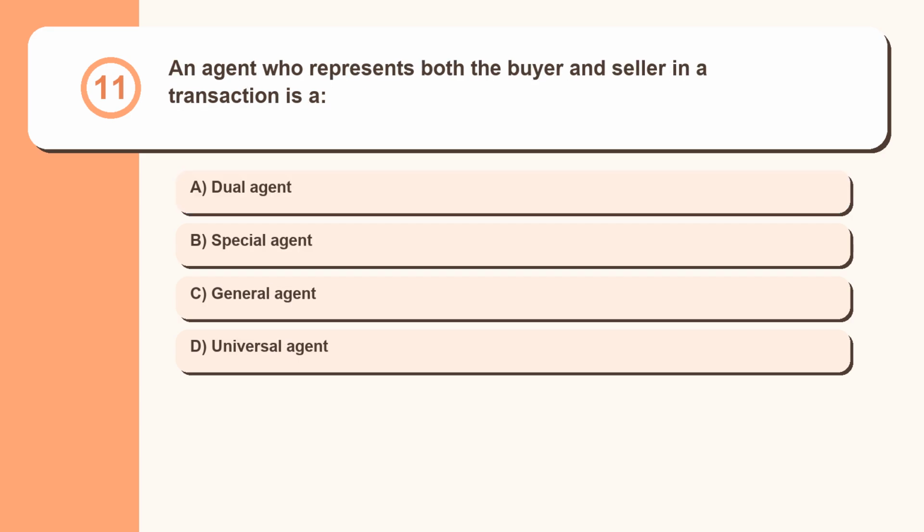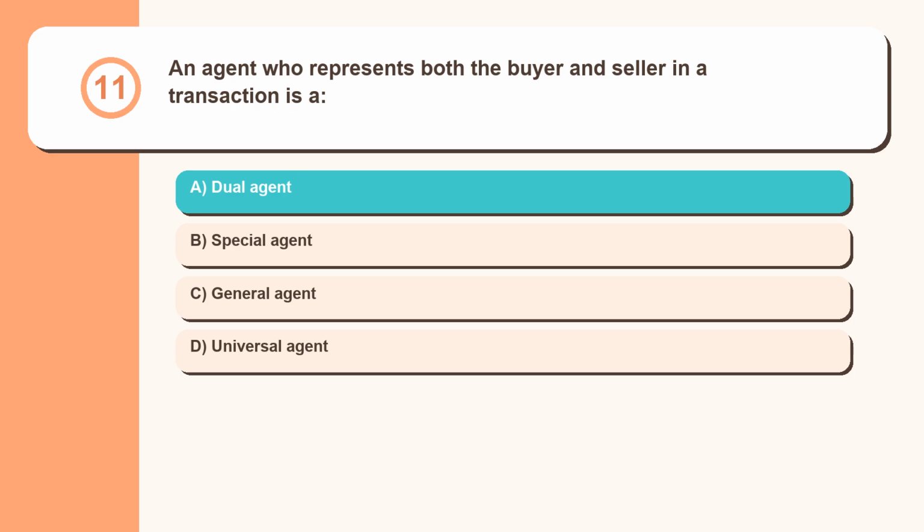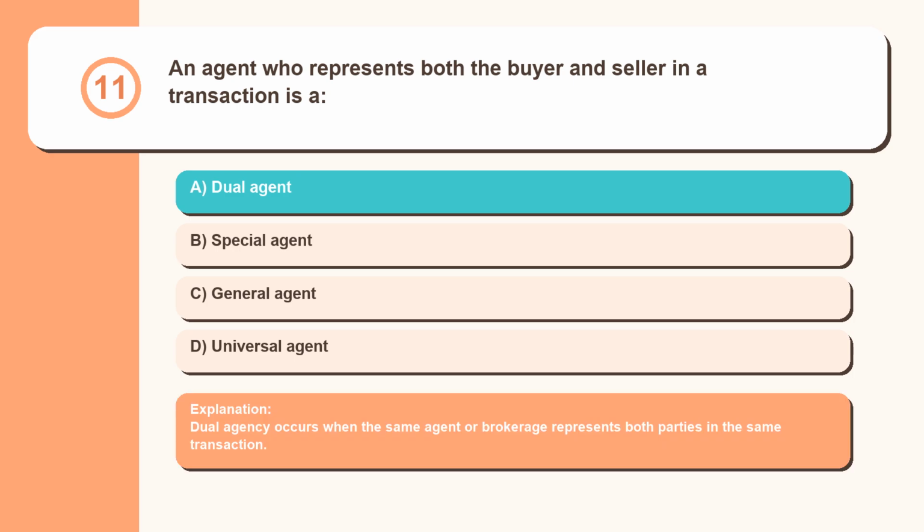Question 11. An agent who represents both the buyer and seller in a transaction is a dual agent, special agent, general agent, universal agent. Dual agency occurs when the same agent or brokerage represents both parties in the same transaction.